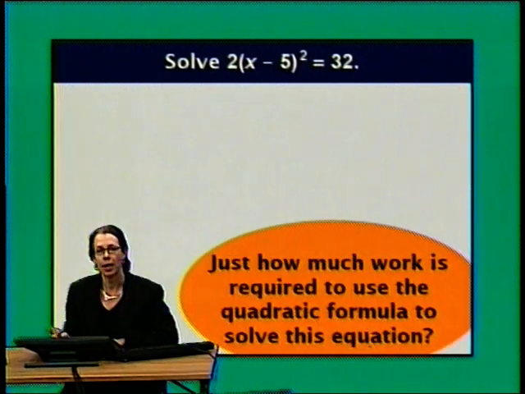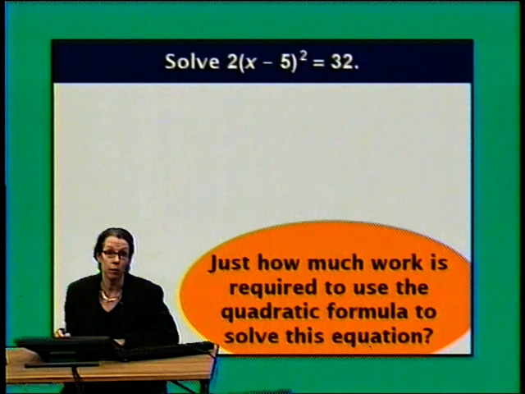Now I'm going to give you an idea of just how much work would be required to use the quadratic formula. I need to put this equation into standard form.